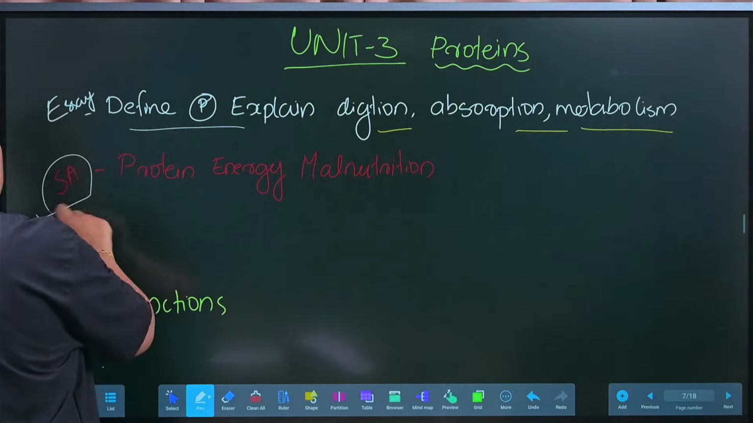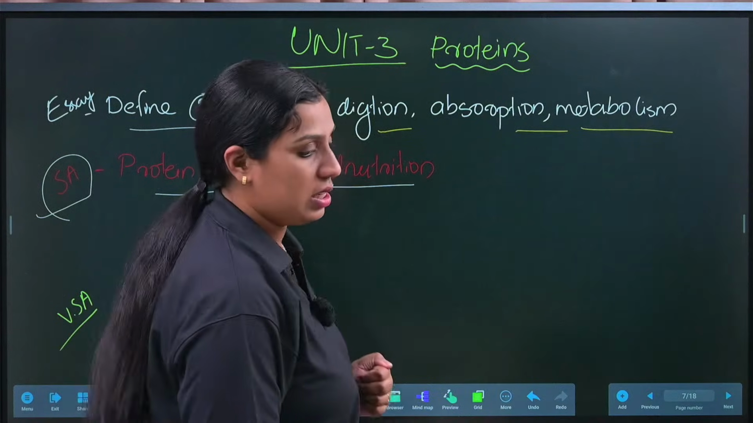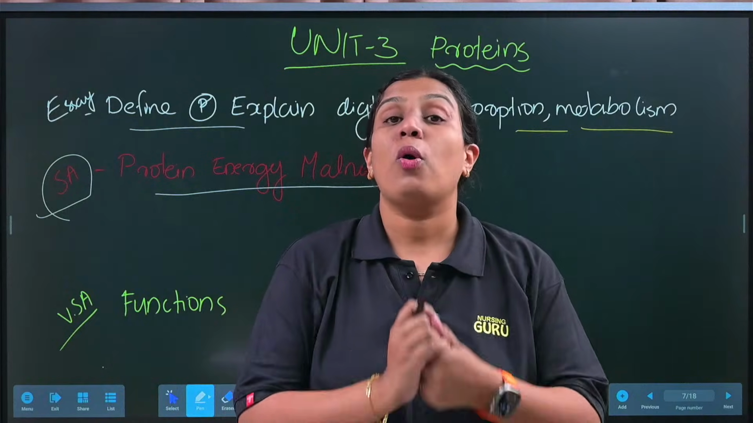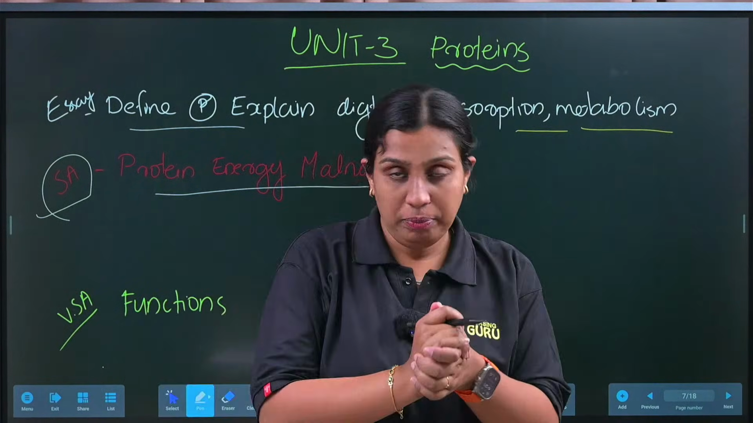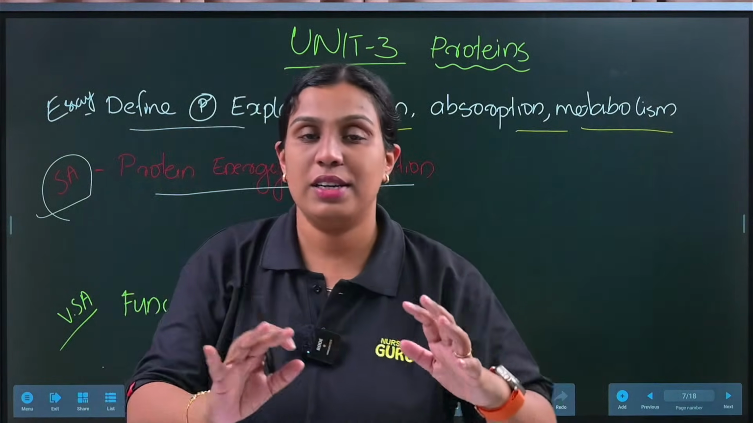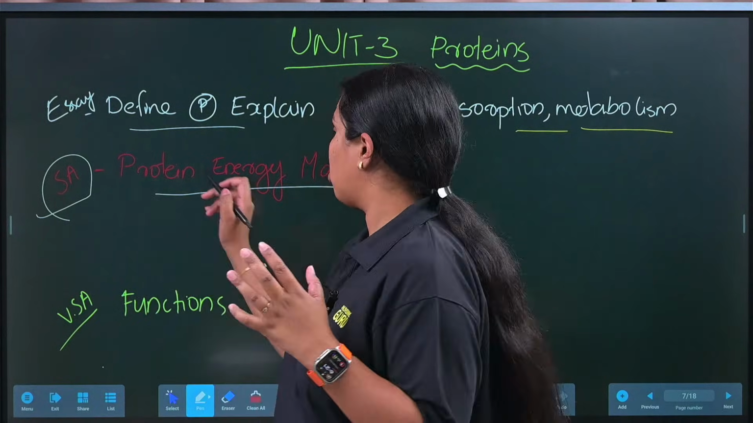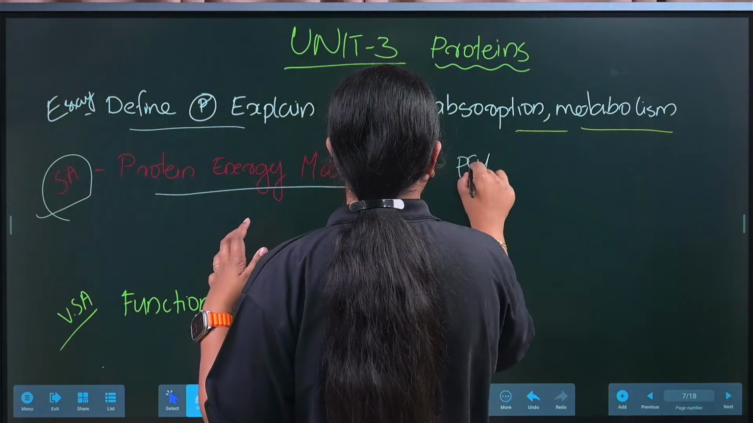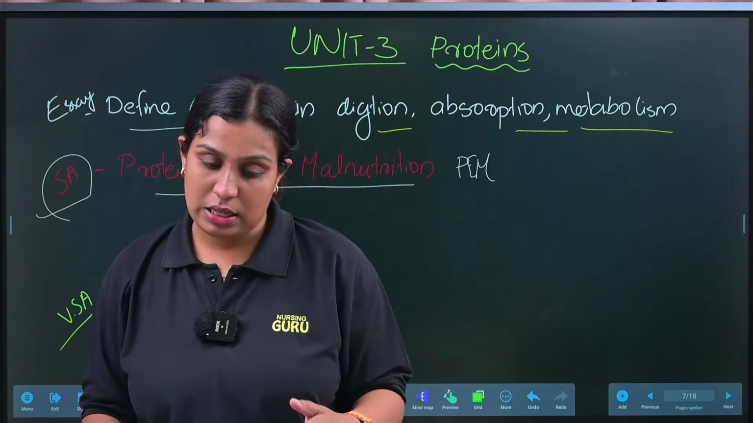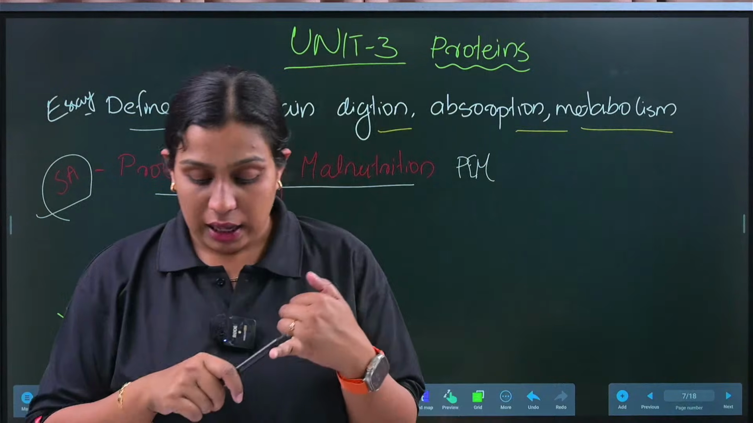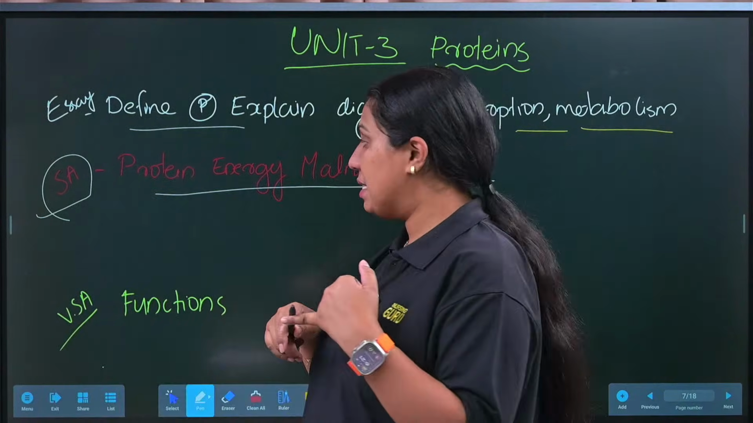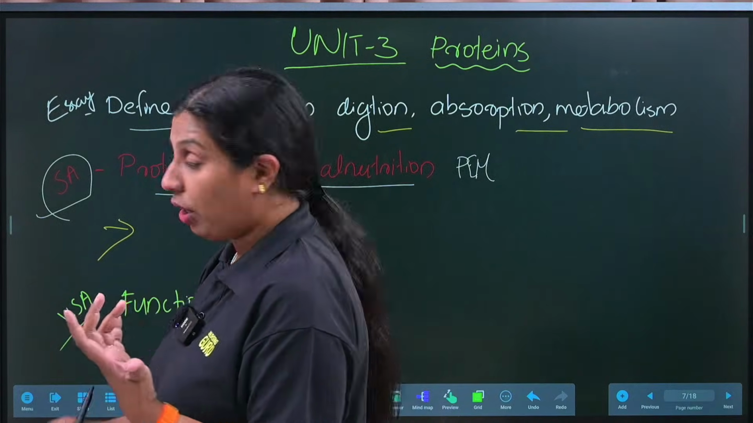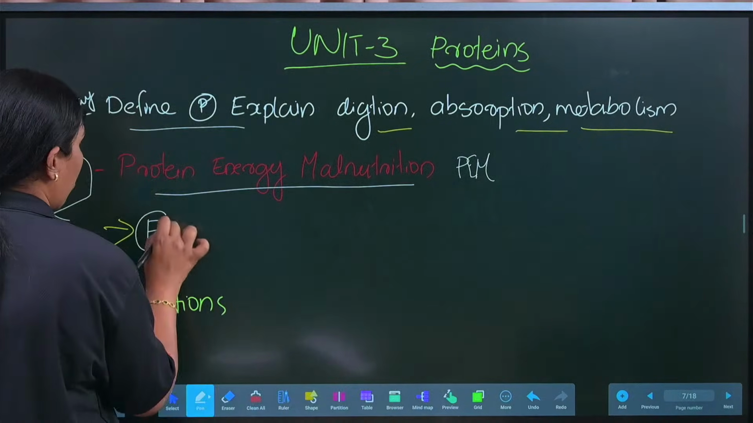Very short answer question: protein energy malnutrition. This is a very important area. From past years onwards, protein energy malnutrition, or PEM, has been an essay question or short answer question. What other short answer questions can we expect from this region? We can expect define functions of protein. Okay, functions of protein.